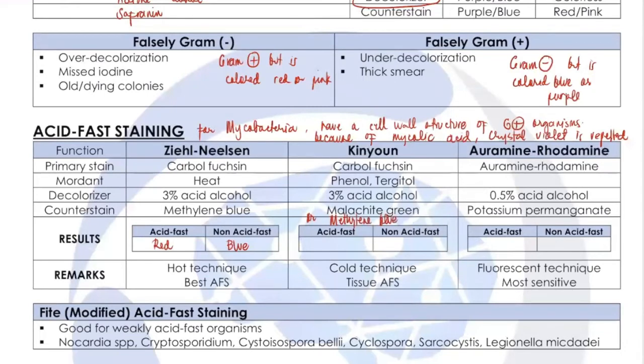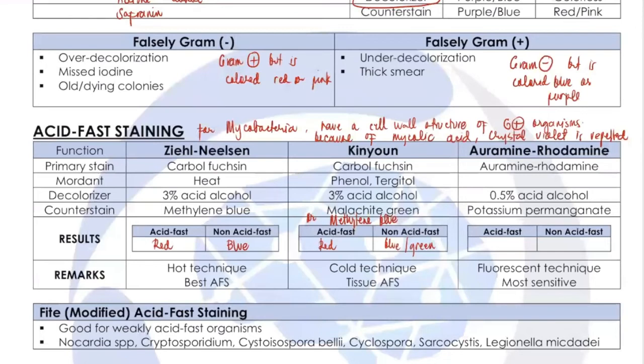Okay? So again, hindi tayo gumagamit dito ng heat, kaya siya tinawag na cold technique. And this is the modification of acid-fast staining na ginagamit natin for tissue specimens. Okay? So still, acid-fast organisms will appear red, whereas non-acid-fast organisms will appear blue or green depending on the counterstain being used. Okay?